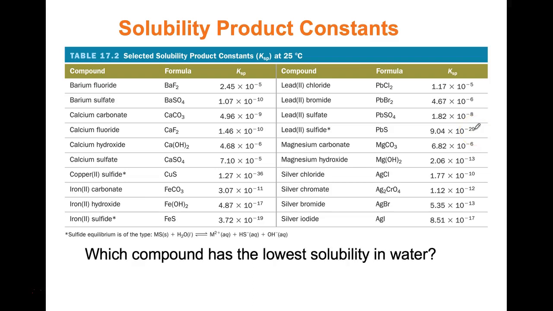Which compound has the lowest solubility in water? Now, this is all we have to go on. You notice it says at 25 degrees centigrade. That's important because that would affect the solubility. It's probably going to be the compound with the smallest constant. So over here we have copper(II) sulfide, and you see its value, 1.27 times 10 to the negative 36. That would be the choice, followed pretty closely by lead sulfide.